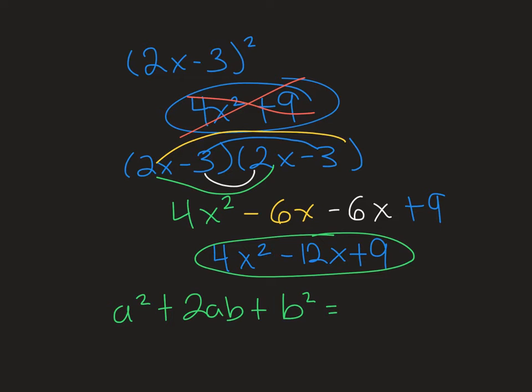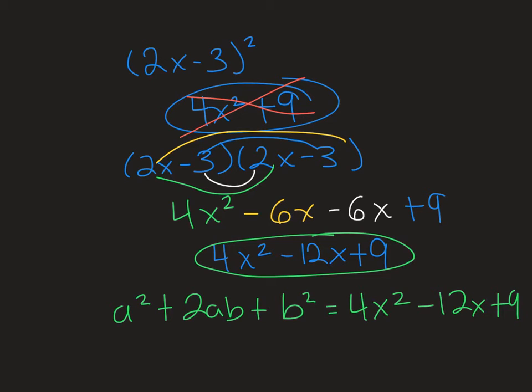So if we square the first, 2x quantity squared would be 4x squared. And then we take twice 2x times negative 3. So twice 2x would be 4x, times negative 3 would be negative 12x. And negative 3 squared would be 9.